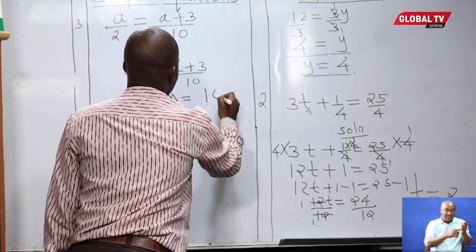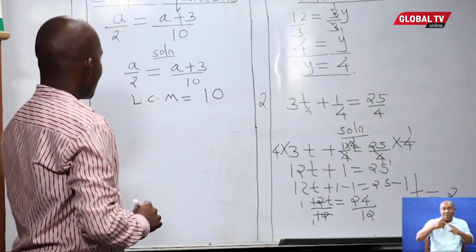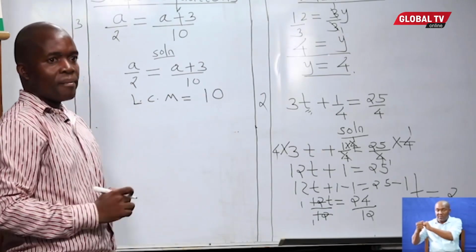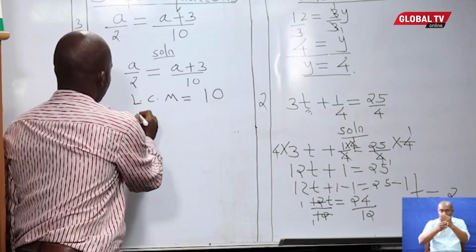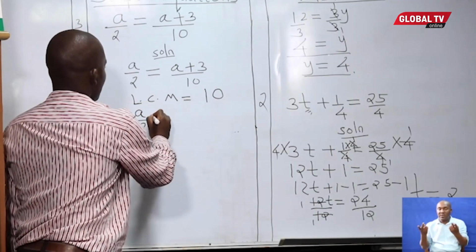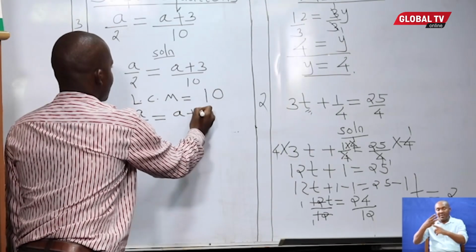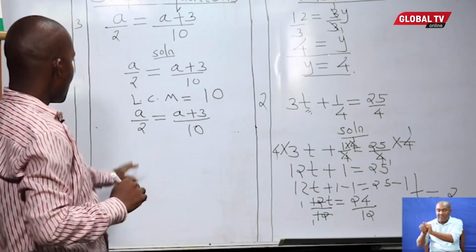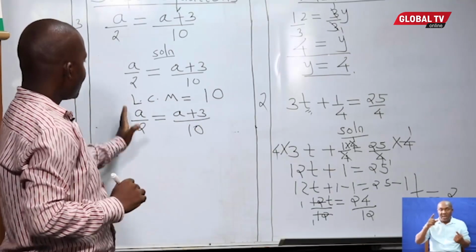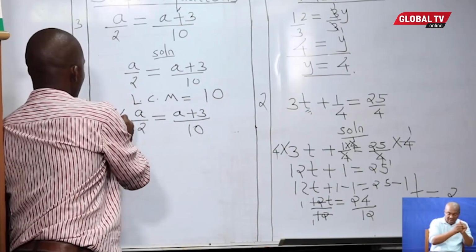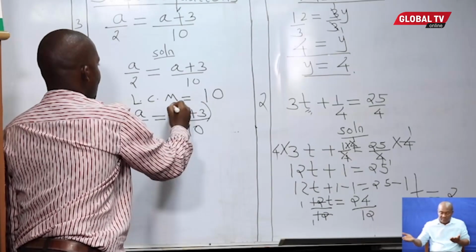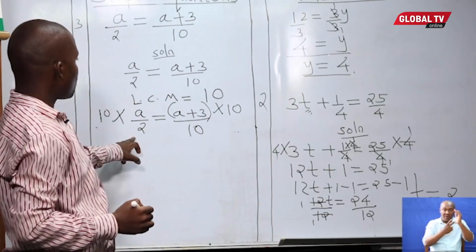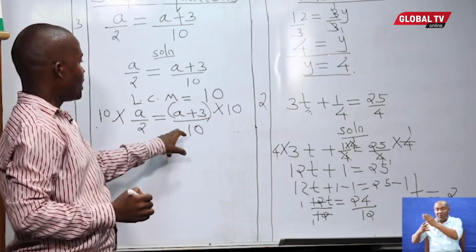Therefore, to remove the denominators 2 and 10, this side you multiply by the LCM, number 10, and this side the same, you multiply by the LCM, number 10. So from A over 2 equal to A plus 3 over 10, we multiply this side by 10 and this side again by 10. Now our question is 10 times A over 2 is equal to A plus 3 over 10 times 10.